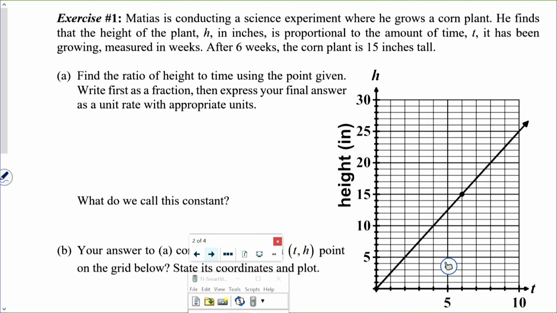Matthias is conducting a science experiment where he grows a corn plant. He finds that the height of the plant, h, in inches, is proportional to the amount of time, t, it has been growing, measured in weeks. After 6 weeks, the corn plant is 15 inches tall. Letter A asks us to find the ratio of height to time using the point given, write first as a fraction, then express your final answer as a unit rate with appropriate units.